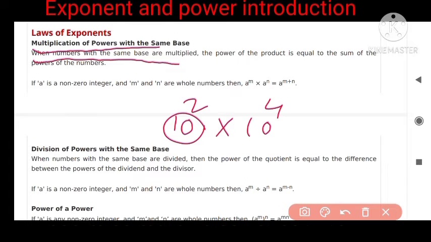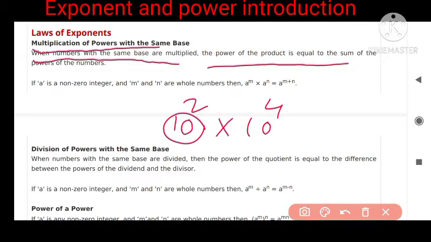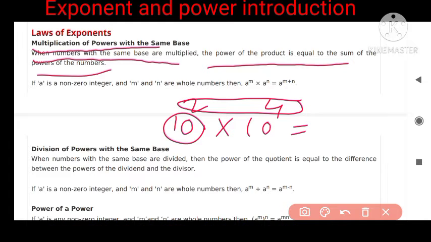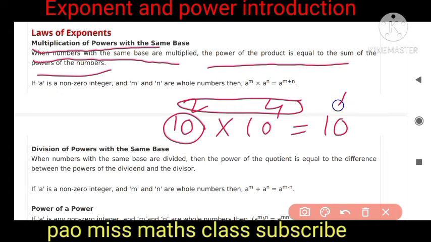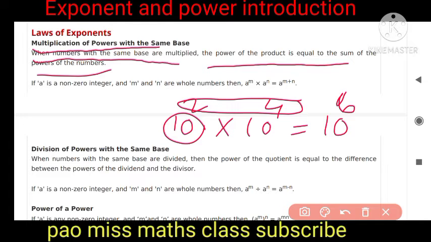If their bases are same, then the power of the product is equal to the sum of the powers. That means the powers get added. So if you sum the powers, you will get 10 to the power 6, isn't it? 2 plus 4 is equal to 6.